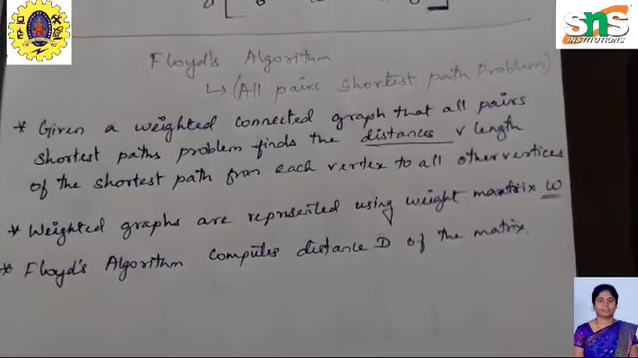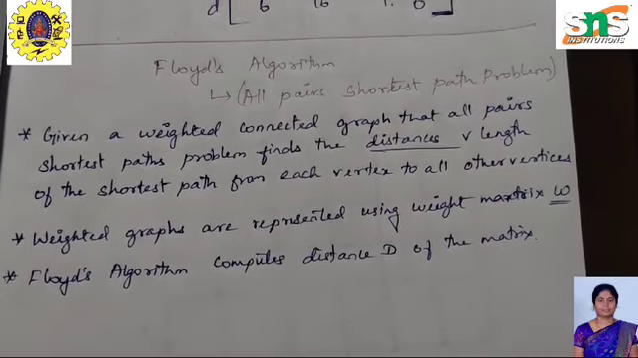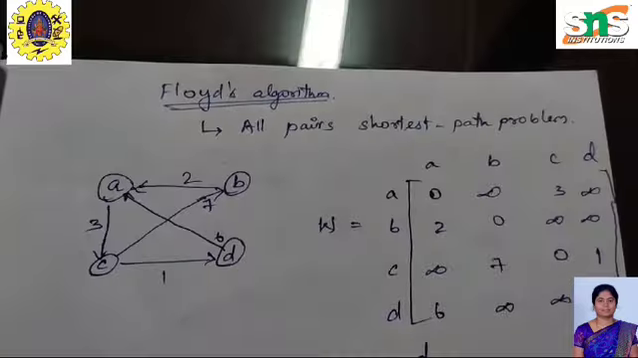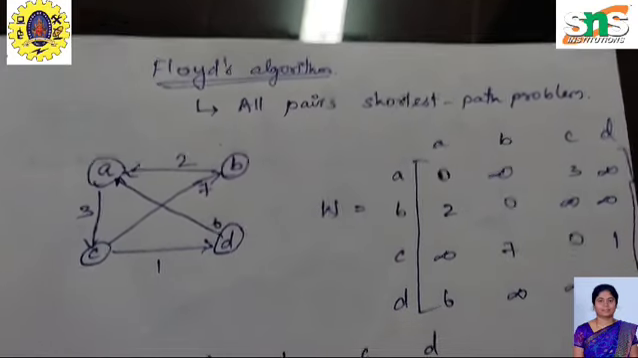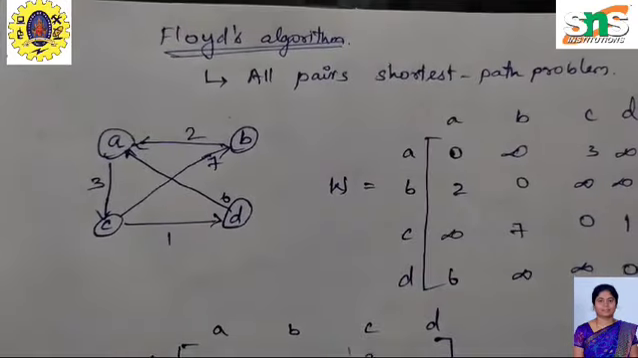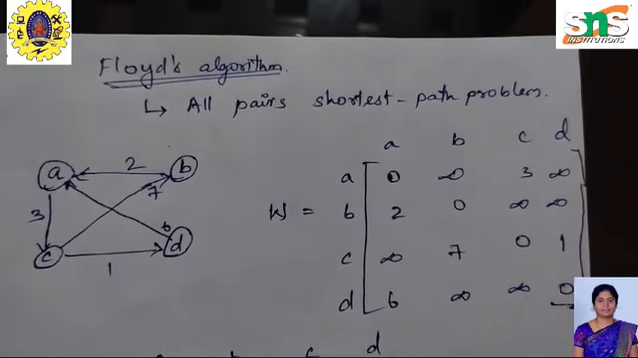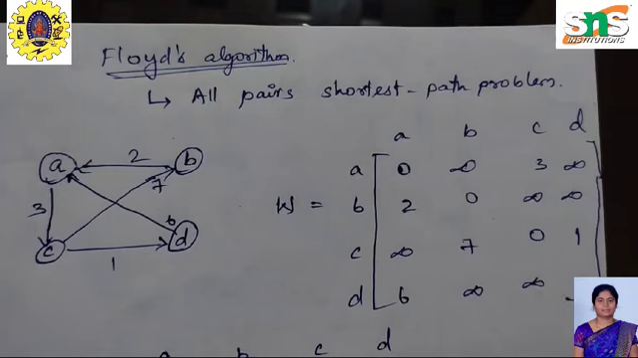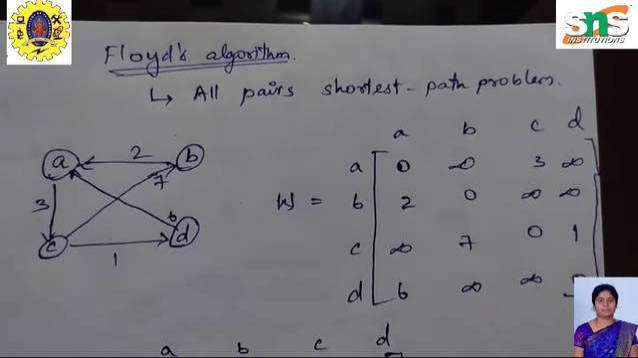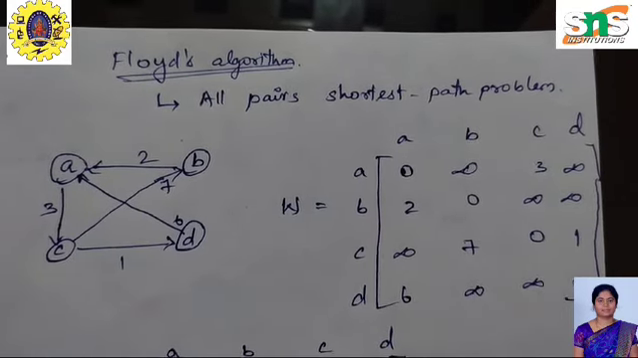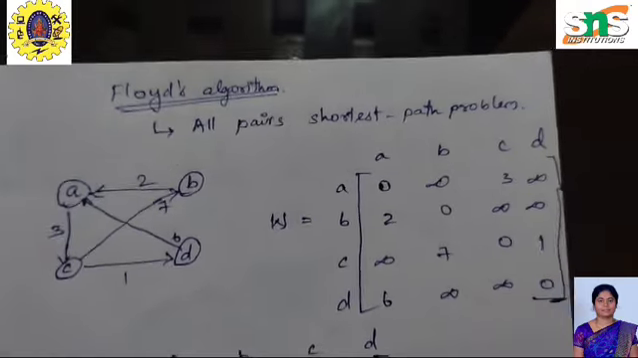So now we will directly move with the problem. This is the problem we are considering for Floyd's algorithm. This Floyd's algorithm is used to find the all pairs shortest path problem. So here we have a graph with weights, and that will be maintained as a weighted graph and weighted matrix.